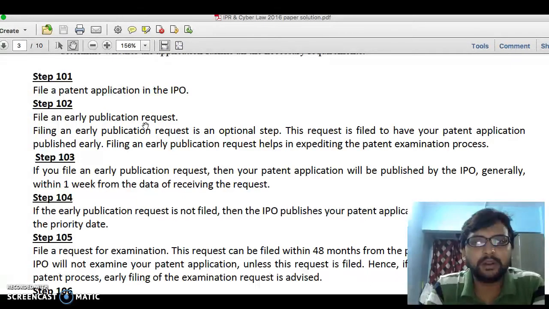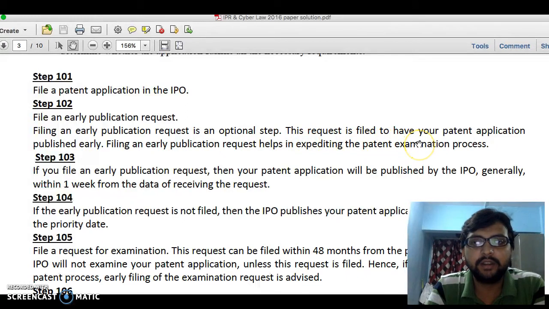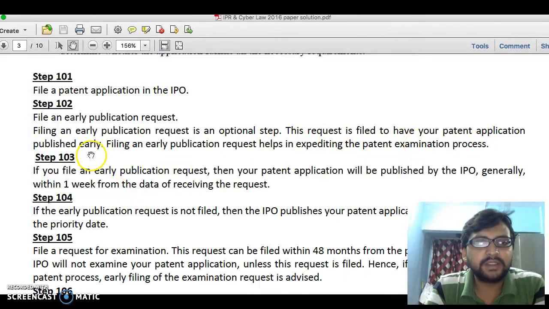If we file an application the normal patent way, then it takes 1-2 years to get our idea certified or patented. So one way is to file for early publication. Filing an early publication request is optional. Remember, it is optional, it is not compulsory. This request is filed to have your patent application published early.